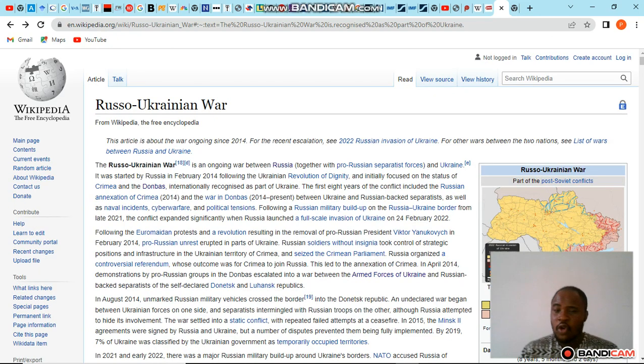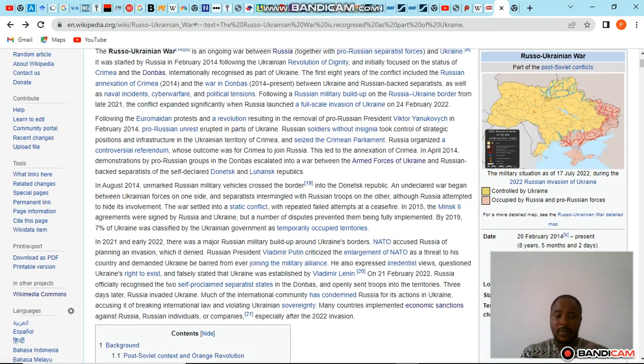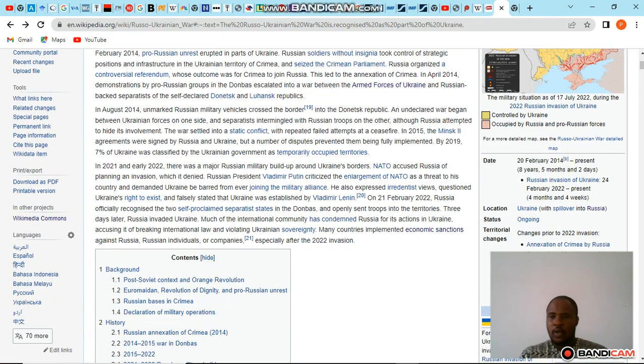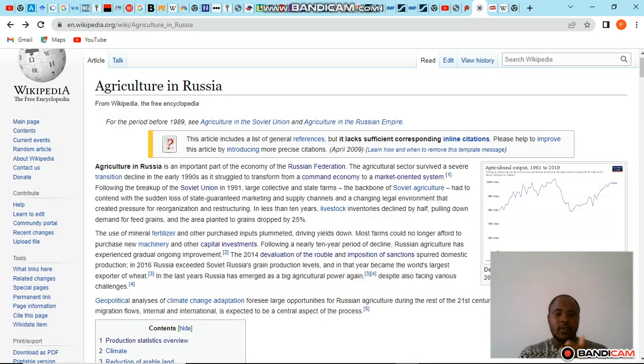Russia and Ukraine war is an ongoing war between Russia and Ukraine. It was started by Russia in February 2014, following the Ukrainian Revolution of Dignity, and initially focused on the status of Crimea and neighbors internationally recognized as part of Ukraine. So the war, or the invasion, started in 2014, and sanctions have been placed on Russia's economy, which has cost them billions of dollars and caused their economy to slow down. And more sanctions were given to them in 2020. But what I want to focus on is the agricultural sector of Russia.